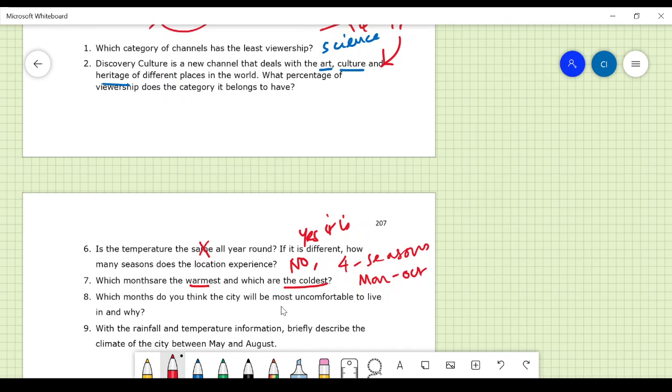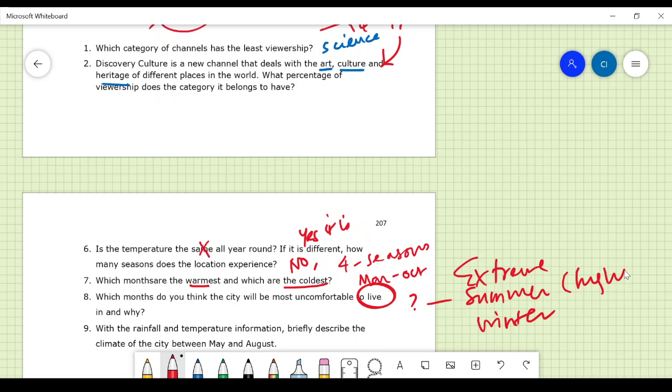Which months do you think the city will be most uncomfortable to live in and why? You have to answer this. It is extreme summer and extreme winter. Both are difficult to live in. You just see where the highest temperature in the graph is, and where the lowest temperature in the graph is. So these two are the months which are uncomfortable to live in.